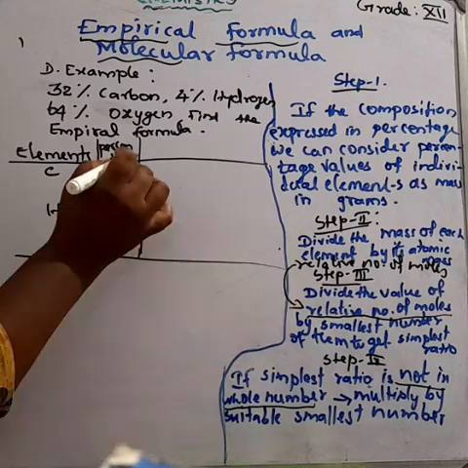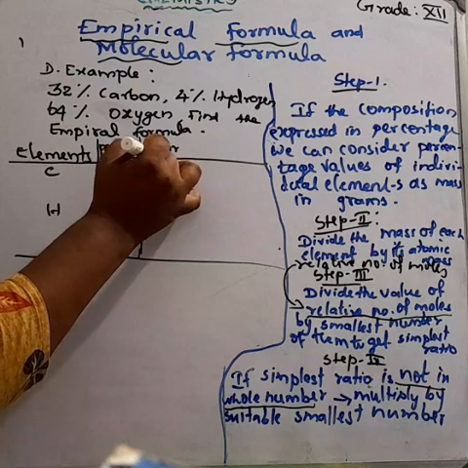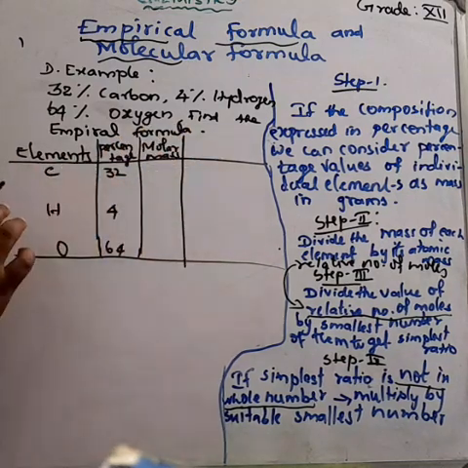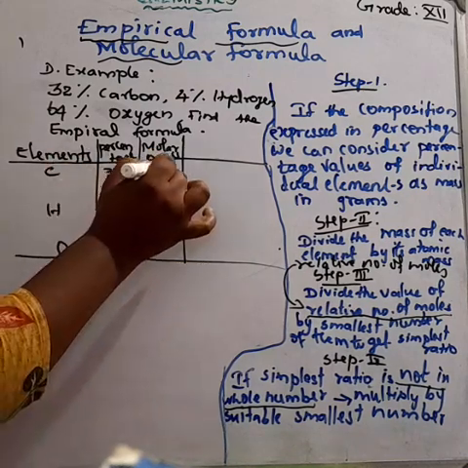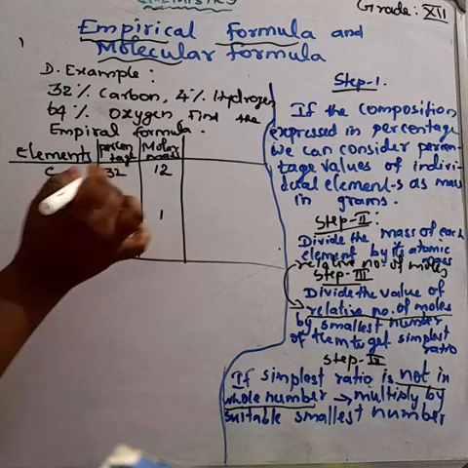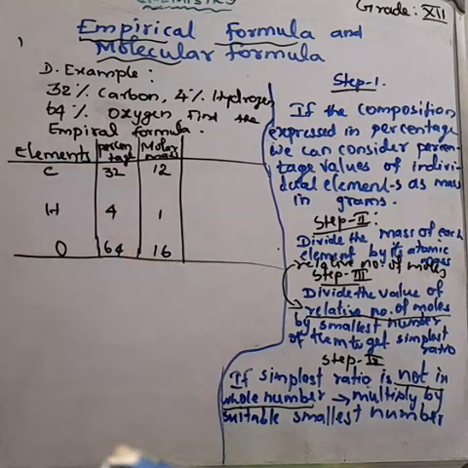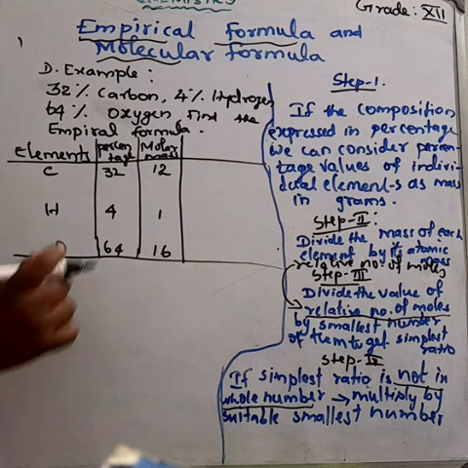And what about the molar mass? What is the atomic mass of carbon? 12. We know, hydrogen 1, oxygen 16. Okay, what is the relative number of moles? How can we calculate the relative number of moles?